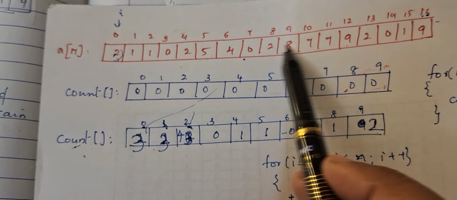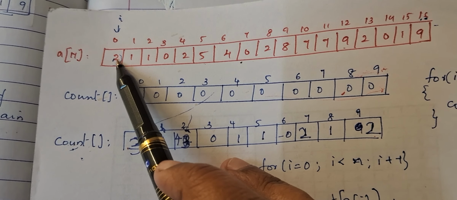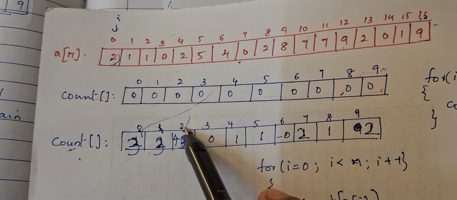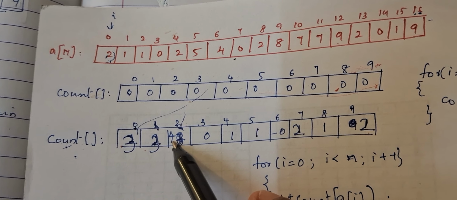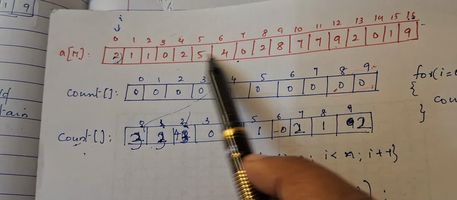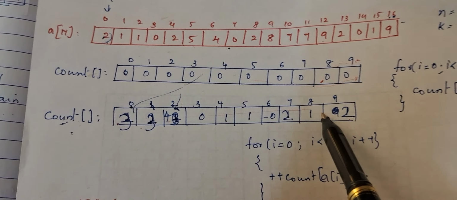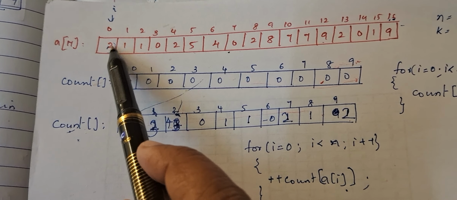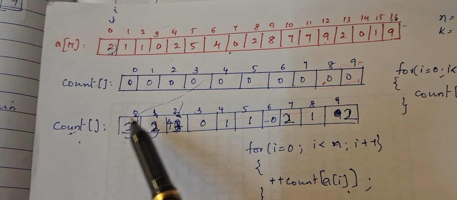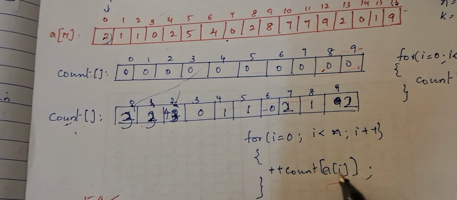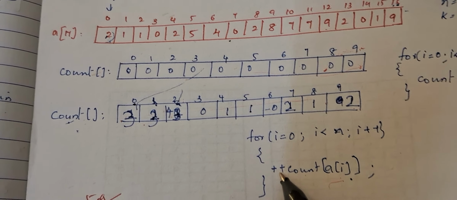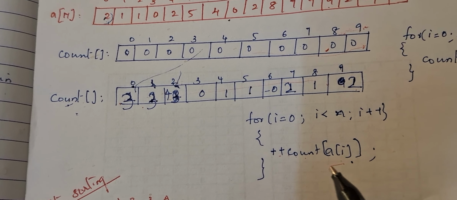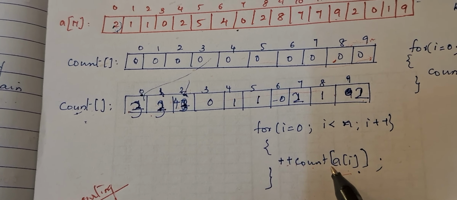Then we traverse this array. Whenever we see a particular element, we go to the corresponding index of the count array and increment the value by 1. We need to traverse the whole array, so you will get the count array. That is, the array element becomes the index of the count array and we increment the value by 1.